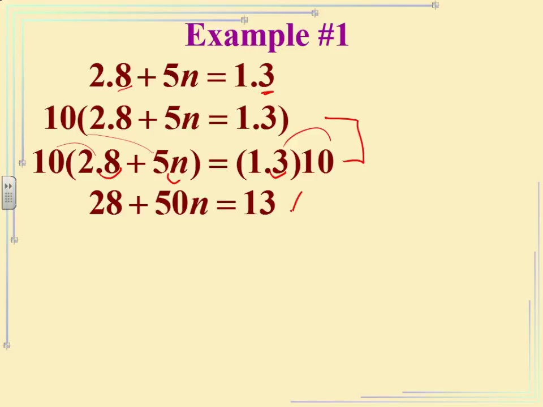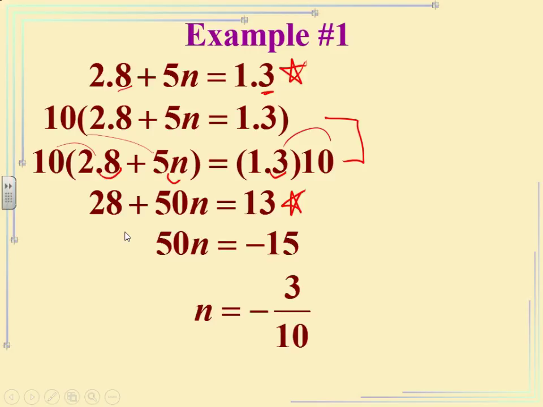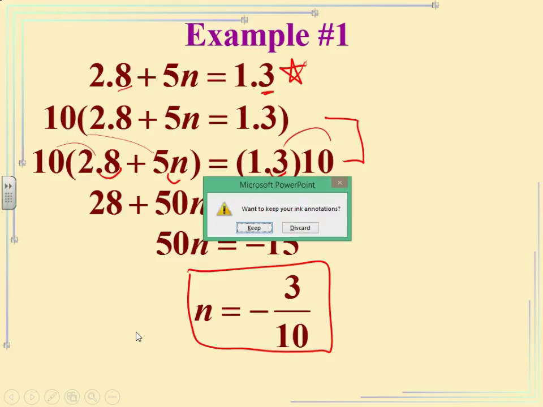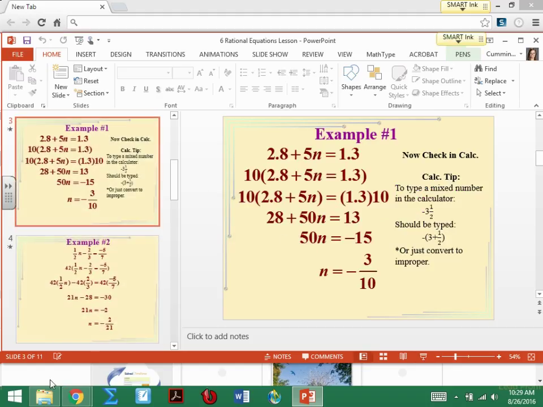Now, I don't know about you, but to me, this equation looks much nicer to deal with than this one. We've got some nice whole numbers, and from here, we just solve for n as usual. Subtract 28 from both sides. So you get 50n equals negative 15. Divide both sides by 50, and reduce. So it reduces to negative 3/10.